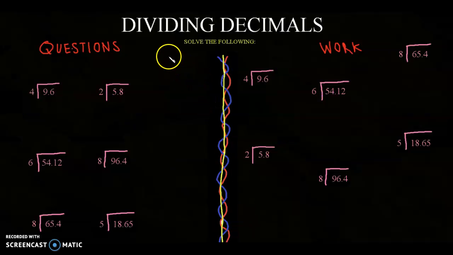Today we're going to learn how to divide decimals, okay? And here we have our questions on the left hand side and our work is right on the right hand side. So let's get started. 9 divided by 4 is how many times?